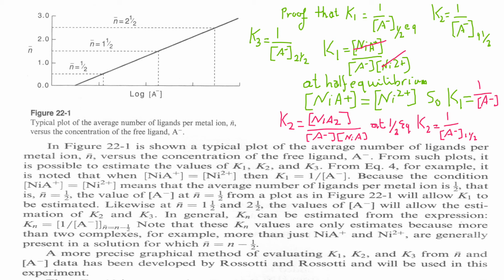K3 at 2.5, the concentration will give you log A minus, then you find A minus, then 1 over A minus will give you K3 values at 2.5. This is proved at half equilibrium step. Each half equilibrium step will give you the K value, 1 over A minus.